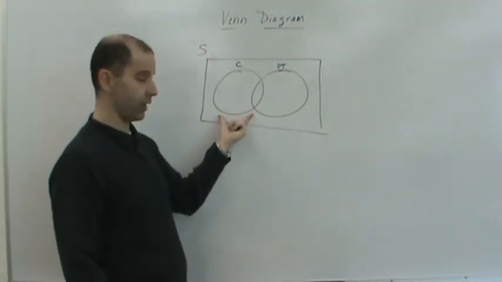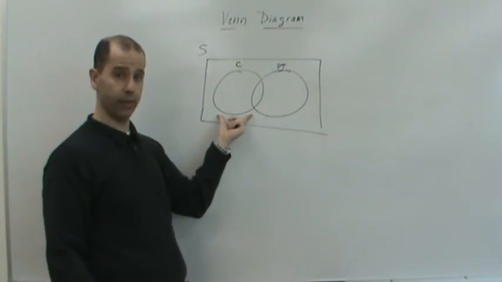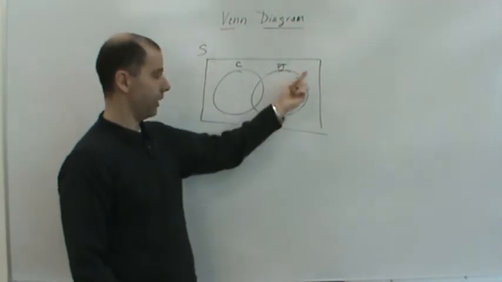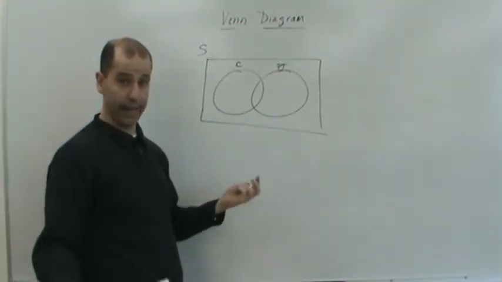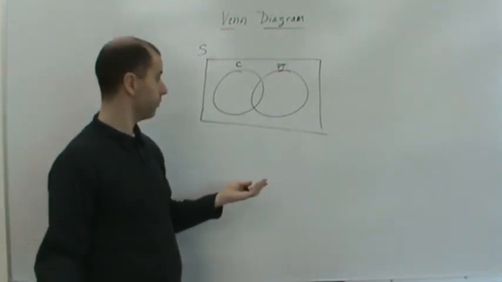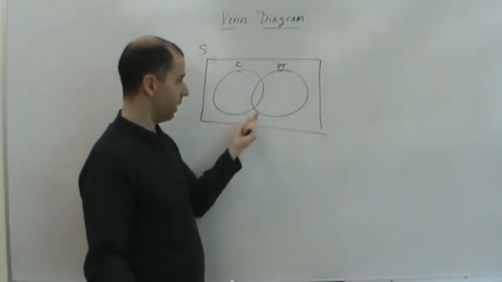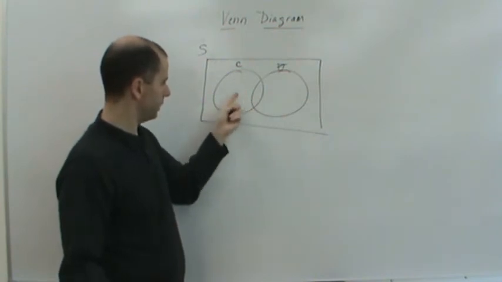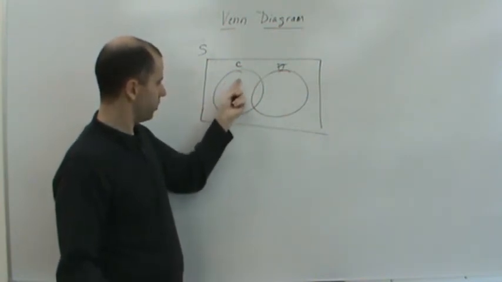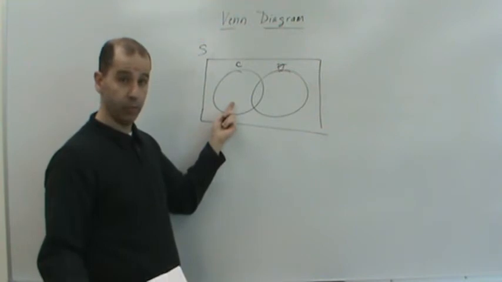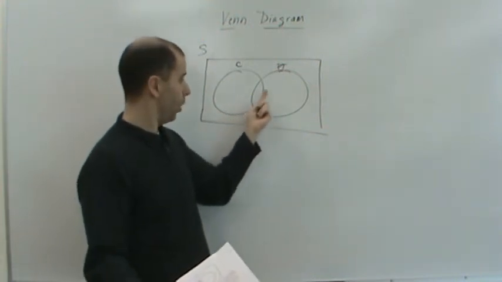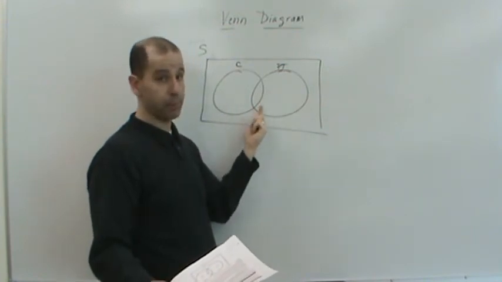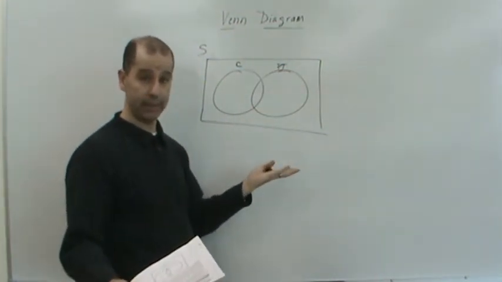Within the sample space, we have students who are part of the club, and students who work part-time. Outside of that, we have students who aren't part of the club and don't work part-time. In the middle are the students who do both. Outside of this intersection are the students who are part of the club but don't work part-time. Over here are the students who work part-time but are not part of the club. Hope that makes sense.